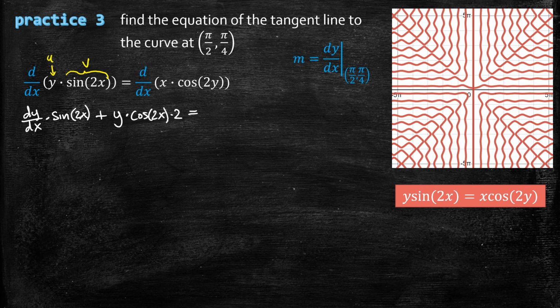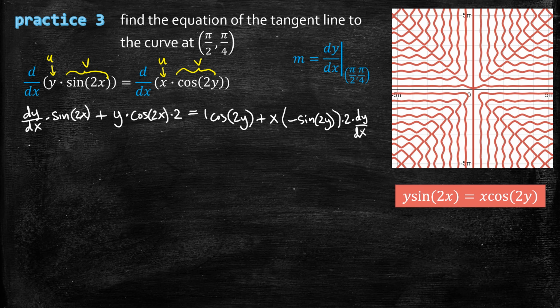Now for the right-hand side, u is x, and this quantity is v. So the derivative of x is 1 times the cosine of 2y, and then we're going to have plus x. Now be careful here, the derivative of cosine 2y, we have kind of a triple chain rule here, or maybe it's double to be precise. The derivative of cosine is negative sine of that quantity. But we also have to multiply by 2, because that's the derivative of 2y, but the derivative of y also is dy by dx. So watch out you don't lose that.